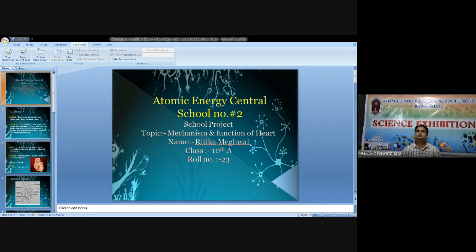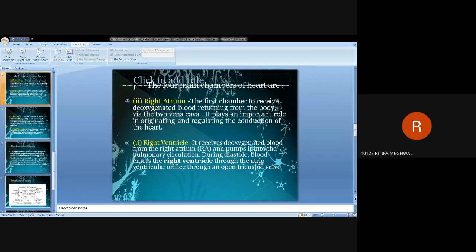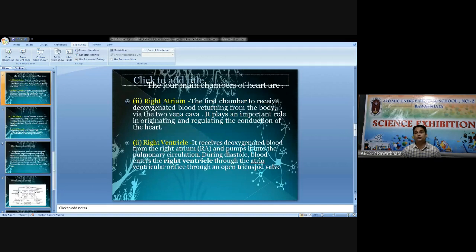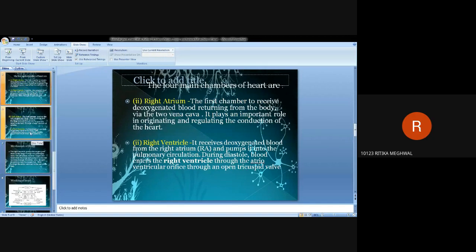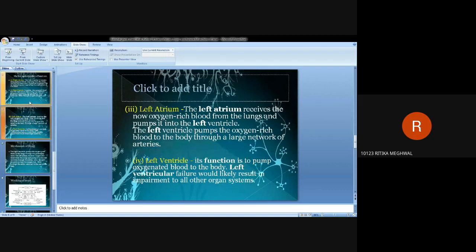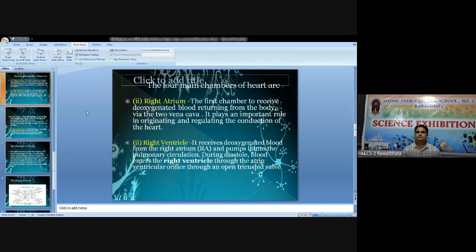Ritika, we are not able to see all your slides, so please move your slides also. We are seeing only the first slide. Sir, I am on the third slide. But it is not visible. Sir, is it? Yes, now you can continue.